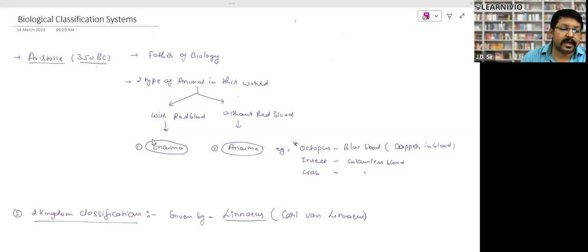He said that there are 2 classes of animals, and those who have red blood, he called them enaima, and those which do not have red blood, he called them anaima. So Aristotle classified animals in 2 categories: enaima and anaima. Which are the animals which do not have red blood? For example, octopus, remember that octopus has blue blood. Insects do not have red blood, they have colorless blood. Crabs also have colorless blood. Fine.